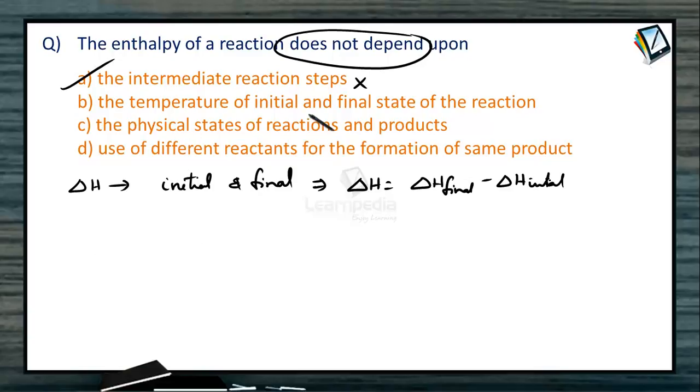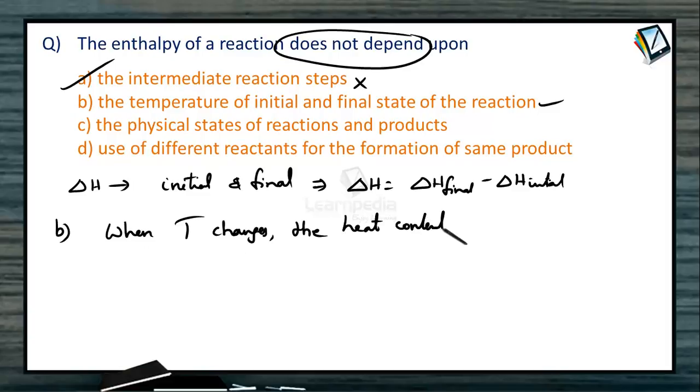The temperature of the initial and final states of the reaction. So definitely this is a correct statement, because whenever temperature changes, the heat content also changes. So whenever the heat content changes, the enthalpy change definitely changes. So that is the reason why enthalpy of a reaction depends upon the temperature of the initial as well as the final state of the reaction.